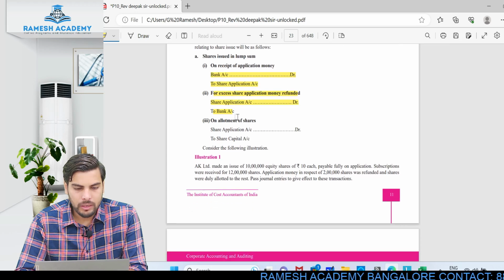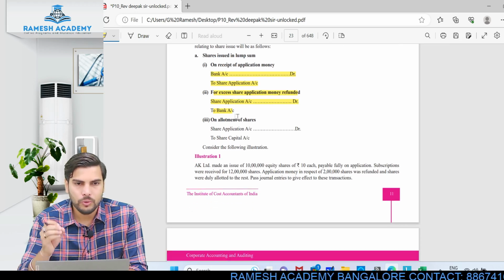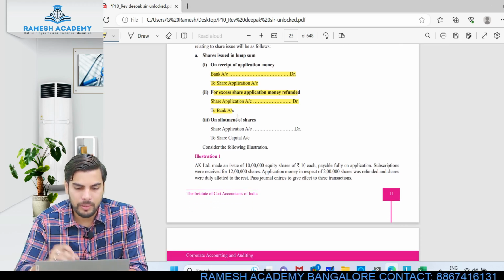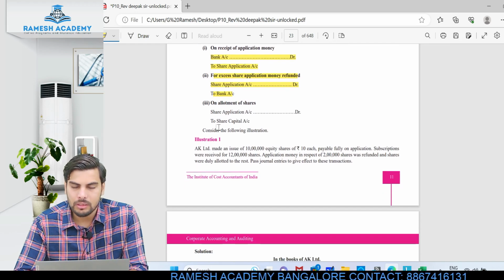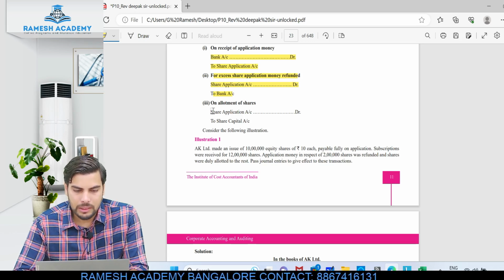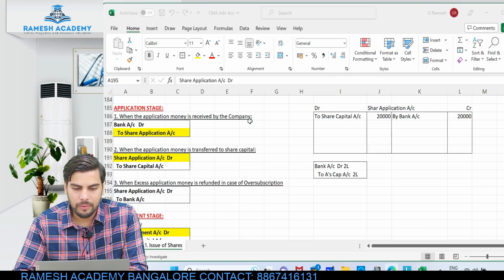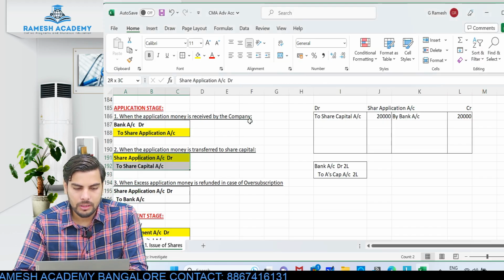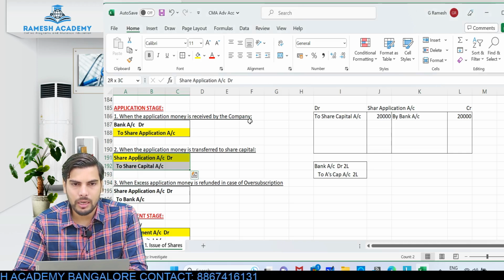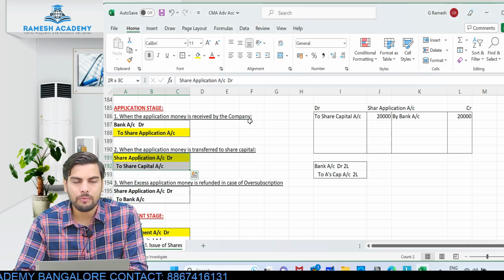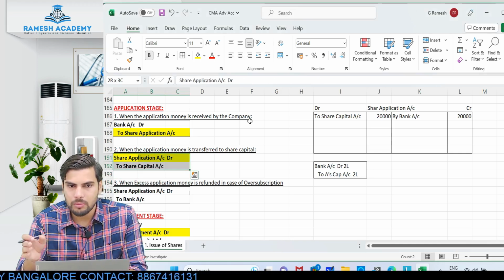When it comes to the allotment stage and onwards, you already know. First we'll be passing the due entry, and then the receipt entry. Then there is the transfer entry, share application account debit to share capital account. This entry we have already written. This is the entry we pass when we are transferring the application money to share capital.